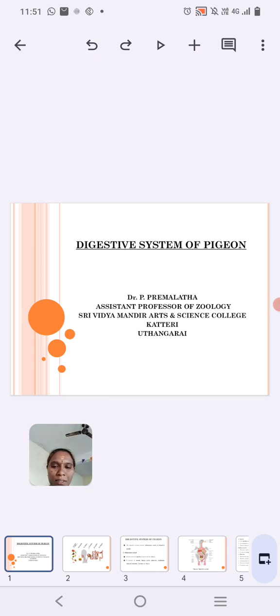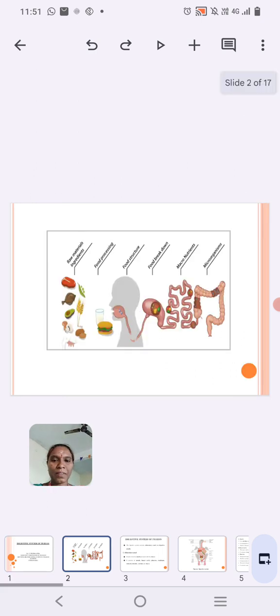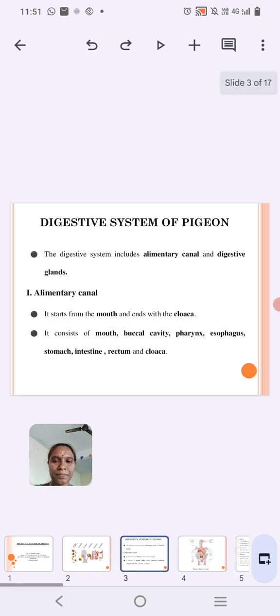Digestion is nothing but complex food material being converted into its simplest form. I think this image shows the digestion of food material. Digestive system of pigeon: the digestive system includes the alimentary canal and digestive glands. First, now I discuss the alimentary canal system.